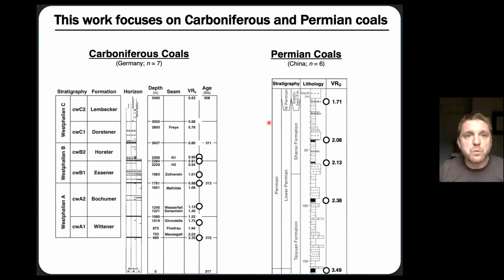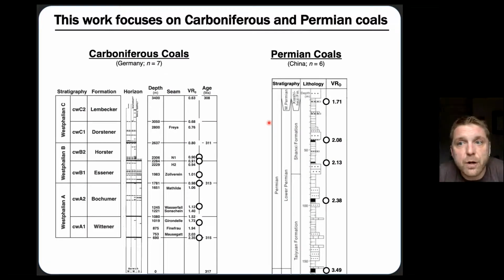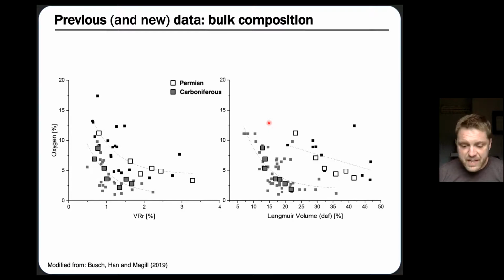In order to start this discussion, we're going to also think about a very specific set of coal samples. We have one set of coals derived from Germany during the Carboniferous, 7 samples that span vitrinite reflectance values from about 0.9 to 2.35, and we have some Permian coals from China that span a slightly larger vitrinite reflectance range from around 1.7 to around 3.5. All in all, a fairly large and overlapping range in our vitrinite reflectance and therefore rank or maturity of our coals. The other nice thing about these data sets is we can compare them to some of the previous data that's been published about them, at least in a bulk sense.